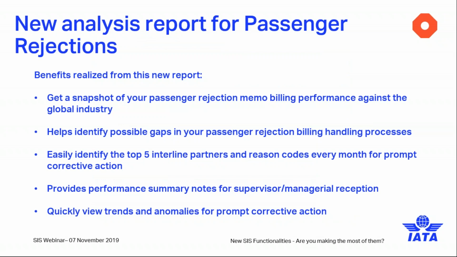Some benefits that the community has realized from this report: it's easy to get a quick snapshot of your rejection memo performance against the industry. It helps you identify possible gaps in your processing. It helps easily identify the top 5 interline partners so that you can approach them and tackle any specific issues with them.